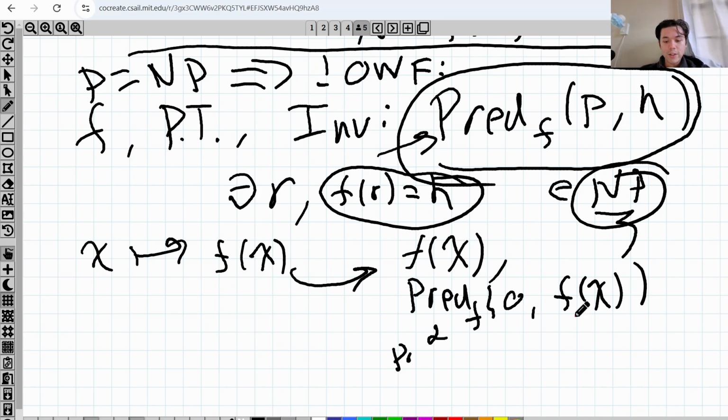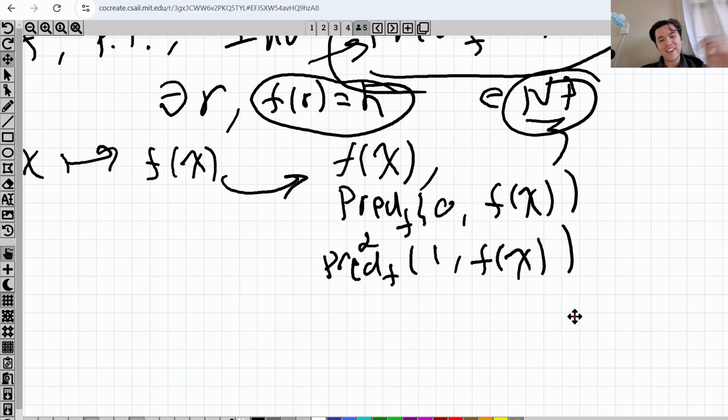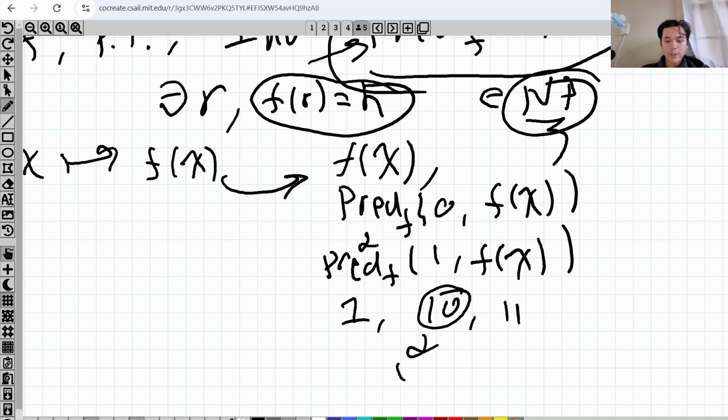Well, if the answer is no, then I just check, okay, predicate f 1 comma f of x. And the answer actually will be always yes if I check it for 0, and I get no. And essentially what I will end up doing is I'll do a binary search. So I'll check the first digit, and I'll see, okay, the first digit has to be a 1. And then I'll check predicates for 1, 0, and 1, 1. And let's say I find this second digit has to be a 0. Okay, then I'll check 1, 0, 1, and then I'll check 1, 0, 0. And say it goes down this way.